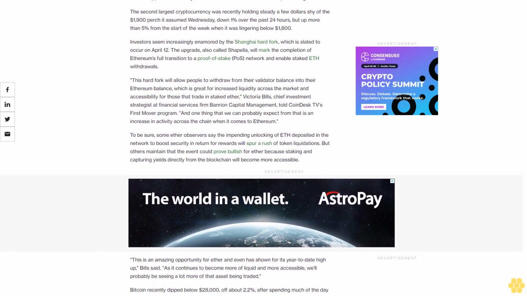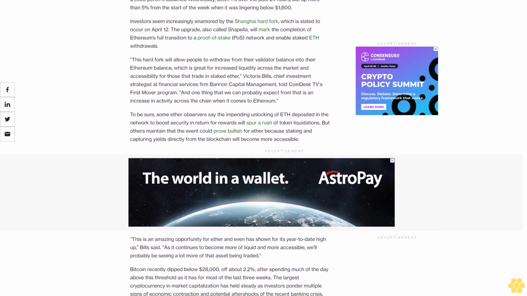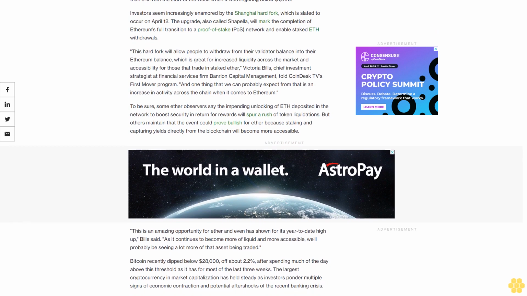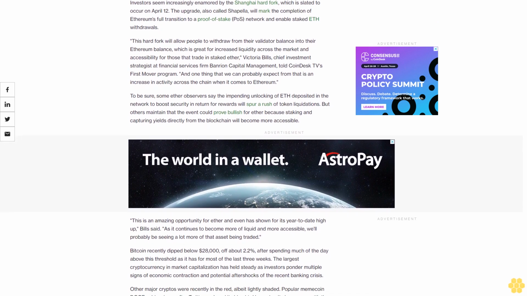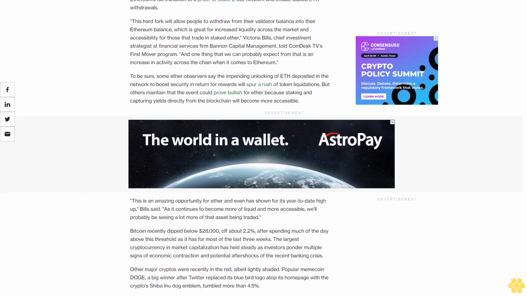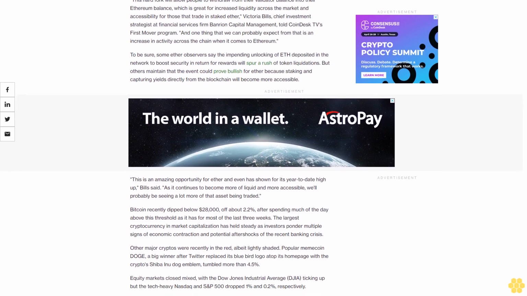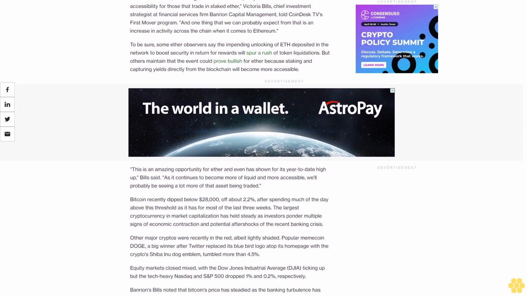Bitcoin recently dipped below $28,000, off about 2% after spending much of the day above this threshold, as it has for most of the last 3 weeks. The largest cryptocurrency in market capitalization has held steady as investors ponder multiple signs of economic contraction and potential aftershocks of the recent banking crisis. Other major cryptos were recently in the red, albeit lightly shaded.